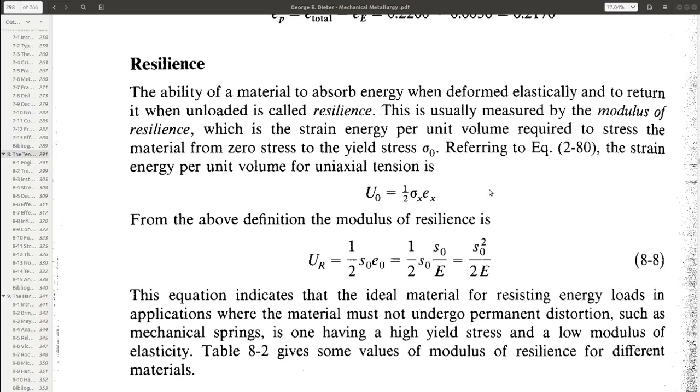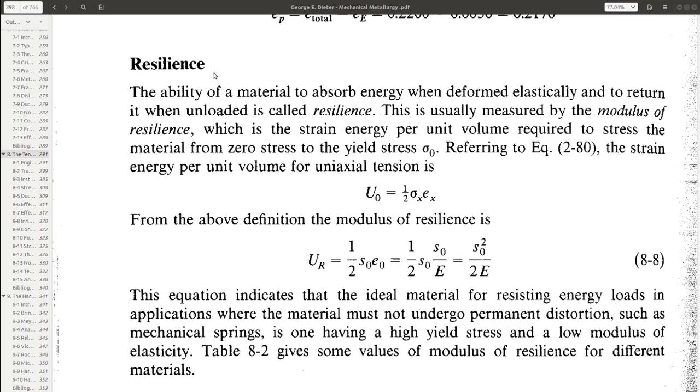The next property we could measure is resilience. So what is this resilience? It is a measure of how much energy is required to deform it plastically or permanently. So that's what the resilience means. It's a measure of the resistance to a permanent deformation.